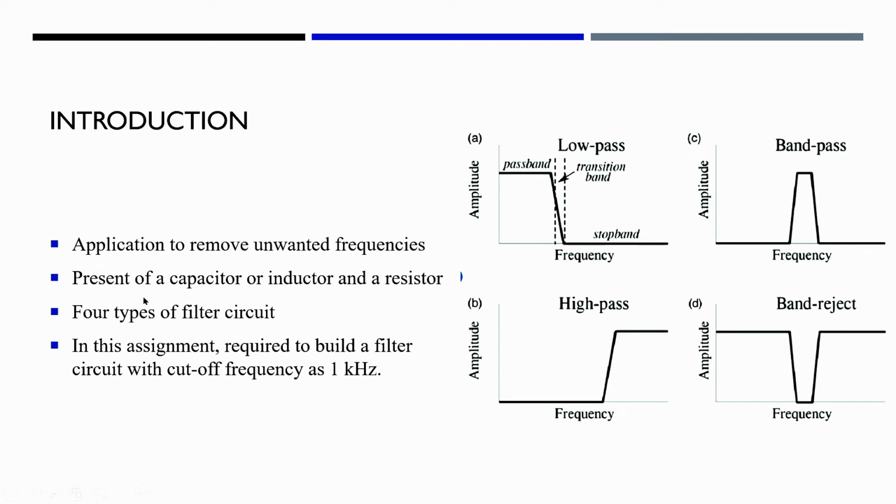In this assignment, we are required only to build a filter circuit with a cutoff frequency of 1 kHz. So the cutoff frequency must be at 1 kHz. Later, I'm going to discuss further how we find the cutoff frequency of this low-pass filter circuit.